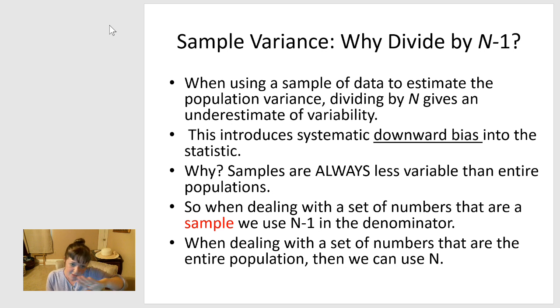And I see a short answer question in your future that asks you to talk about this idea in your very own words. Why we use n minus 1 instead of n when we're calculating the variance statistic or the standard deviation. Because again, the standard deviation is the square root of the variance, and the variance is the standard deviation squared.